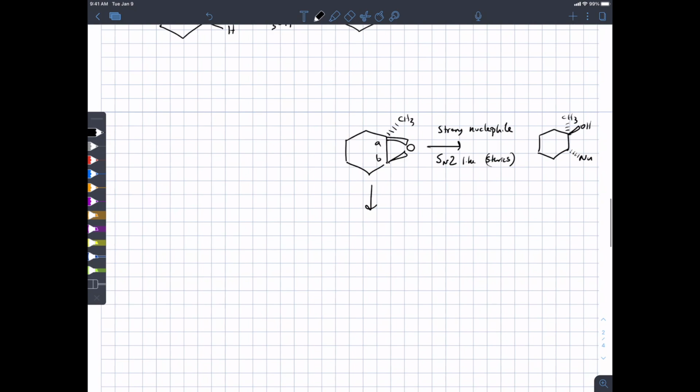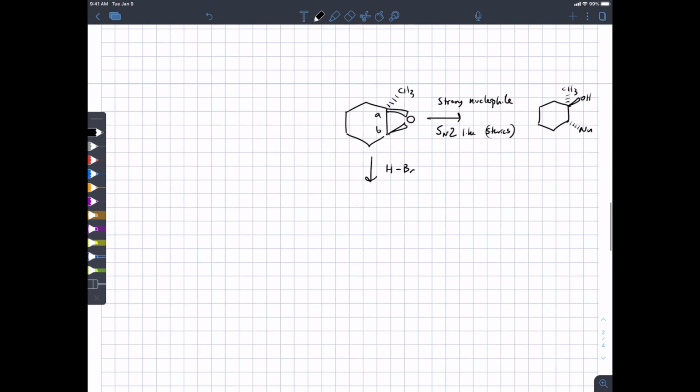But if you're protonating the epoxide first, we get the opposite selectivity. Do you remember why that happens?